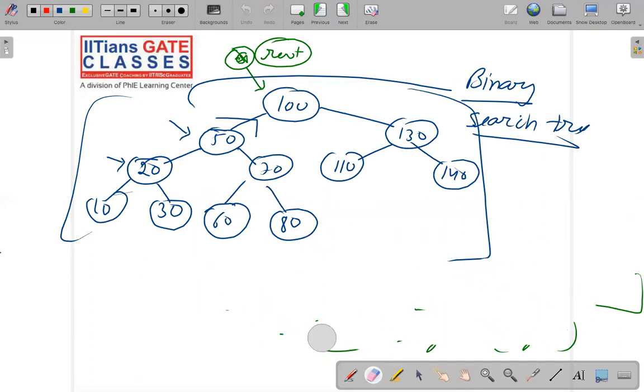So on the same tree, we are doing the Inorder Traversal. And you will find something. Why am I doing Inorder Traversal first? It's because of one property of binary tree. Let's see what is Inorder Traversal here.